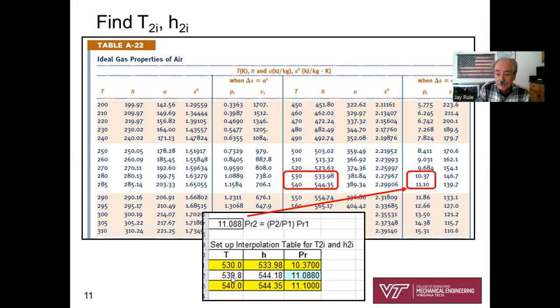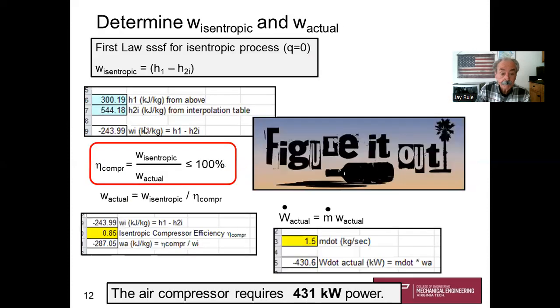We'll just do a straight interpolation to determine that T2I is 539.8 and H2I is 544.18. Makes sense, doesn't it? Because notice how close we are to 11.1. But just for completeness, we went ahead and interpolated. Look how close we are to this value, 540. And we're very close numerically to 544.35. But the interpolation is the right thing to do. All right, we'll move on.